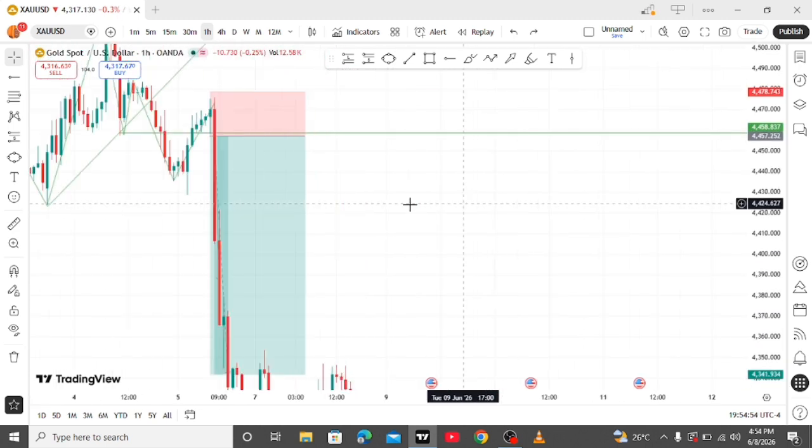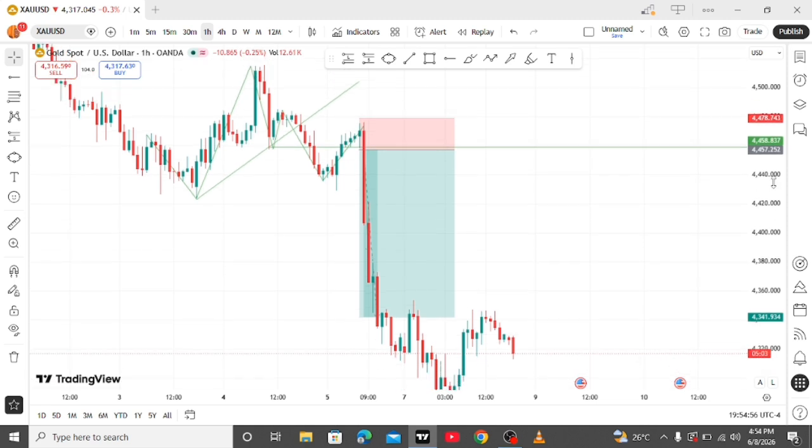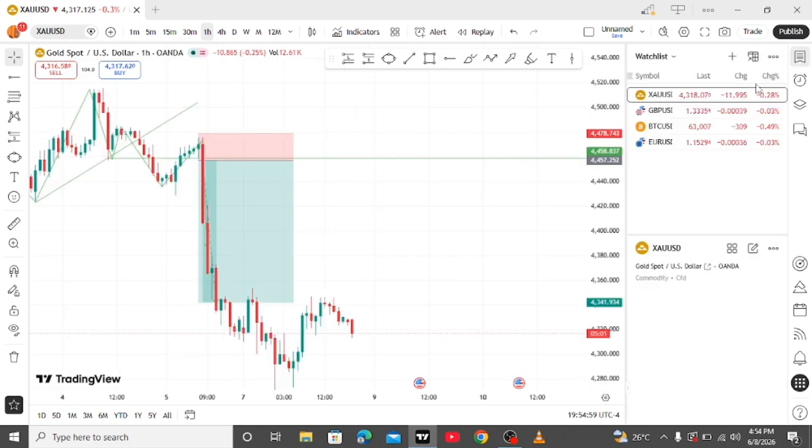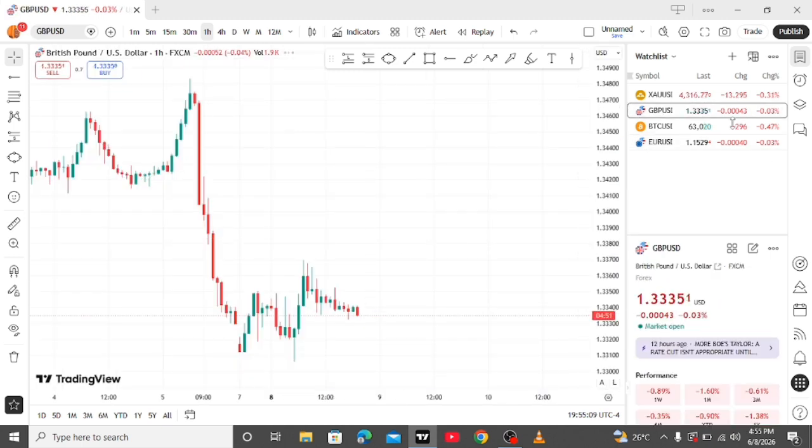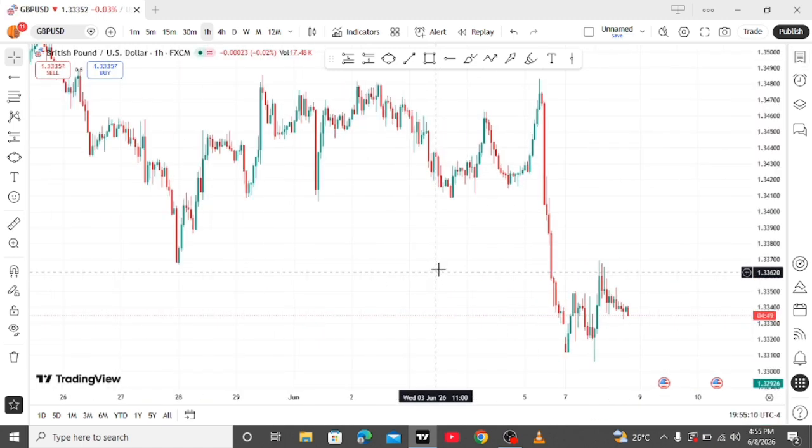So that's all for Trendline. This is how Trendline works. It works for all currency pairs: GBP USD, XAU USD, BTC USD, even Euro USD. So it works for all currency pairs, and this is how it works.